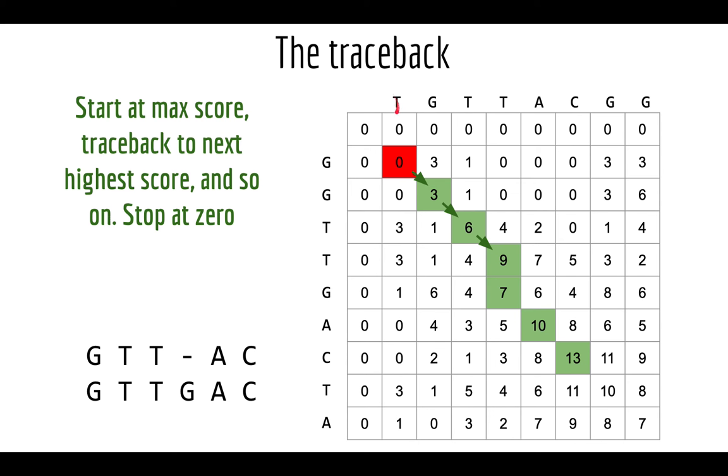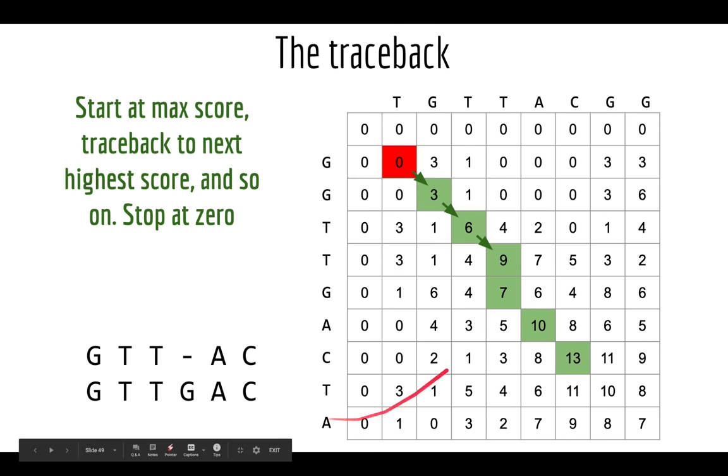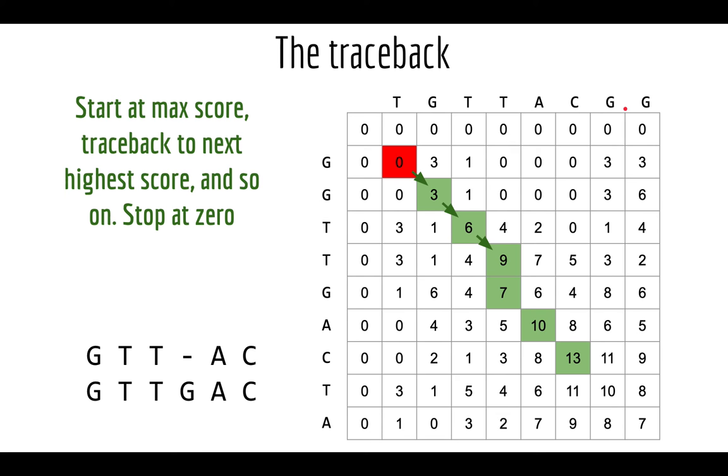The T of this sequence and the G of this sequence are not part of the alignment. Nor are the T and the A from this sequence and the G and the G. So we actually don't use all the nucleotides in the two sequences. So that's what makes it local.